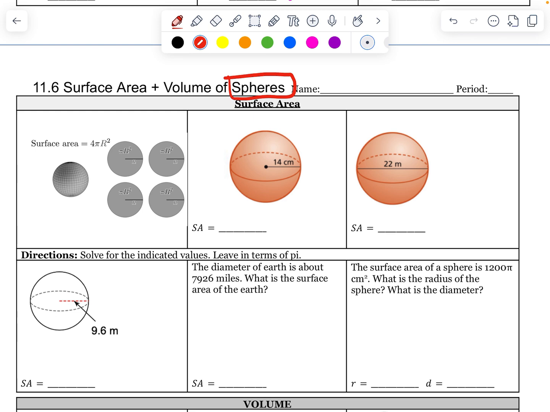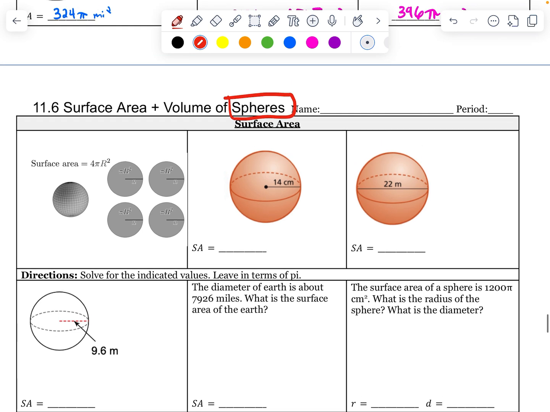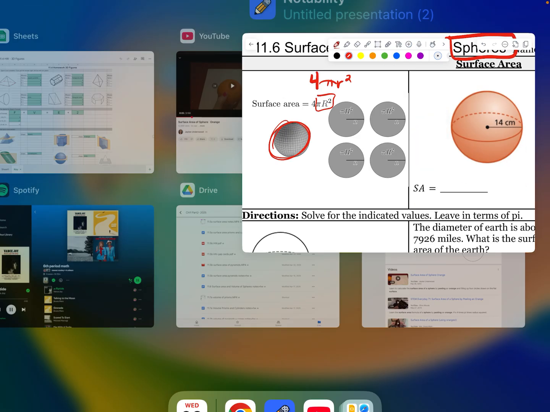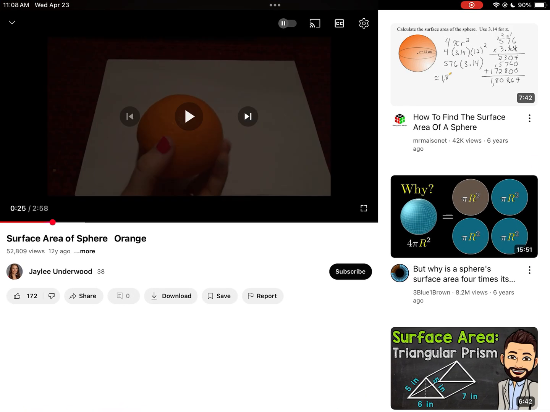Okay, so we have our formulas. The surface area of a sphere is 4 times the area of a circle. We know the area of a circle is pi r squared. If you want to know all the outsides of this, it ends up being 4 times pi r squared. This is just kind of nifty.